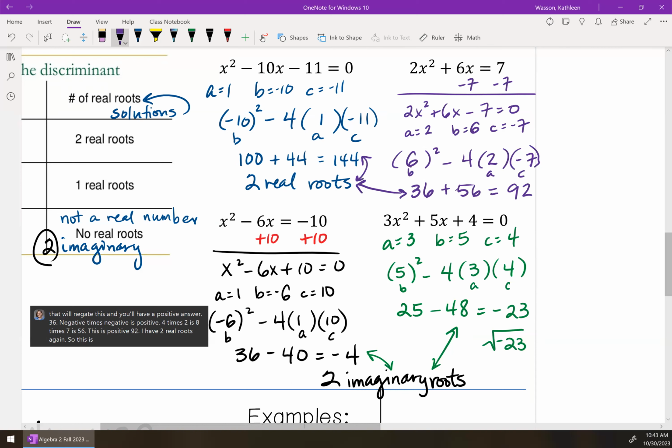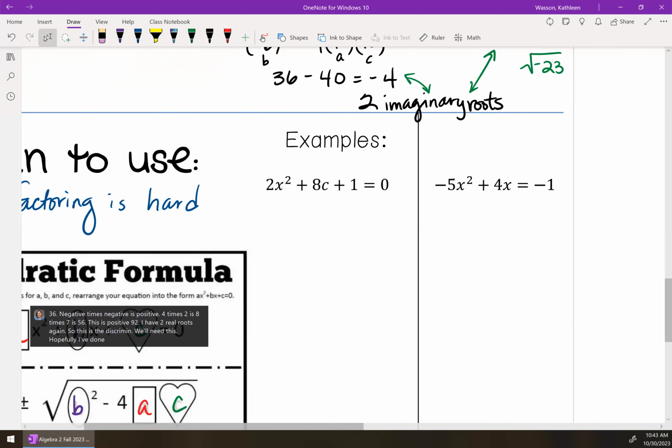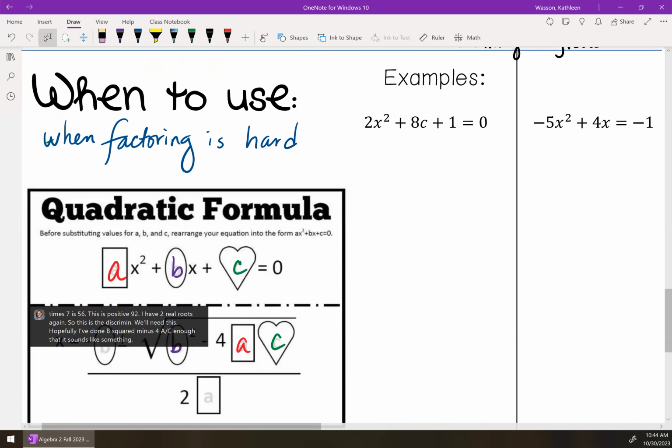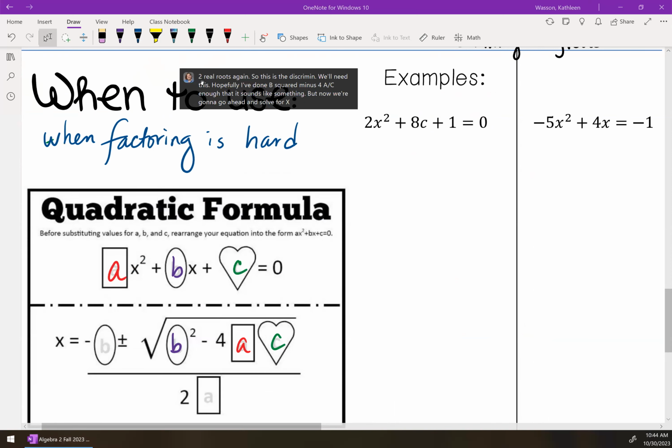So this is the discriminant. We'll need this. Hopefully, we've done b squared minus 4ac enough that it sounds like something. But now we're going to go ahead and solve for x. So I need the rest of the quadratic formula. I'm going to change the sign on b, so I'll put negative of whatever b is, and plus and minus, this is a combination symbol here, square root of whatever the discriminant turns out to be, divided by 2a.